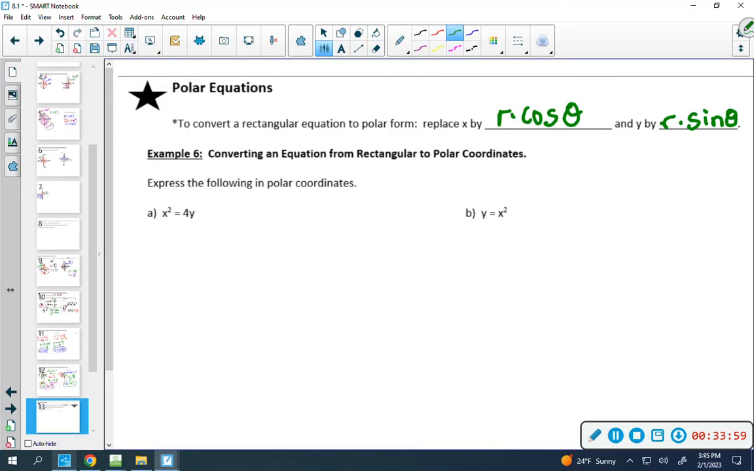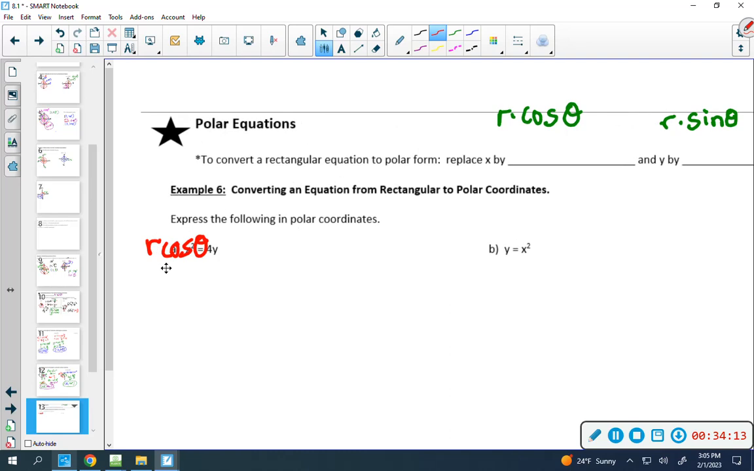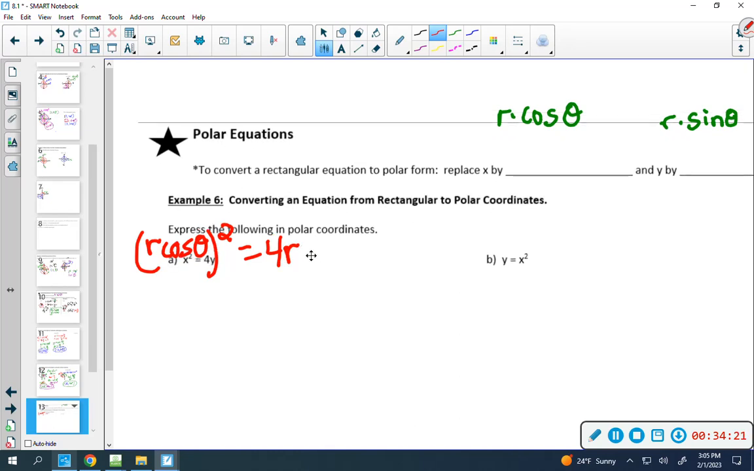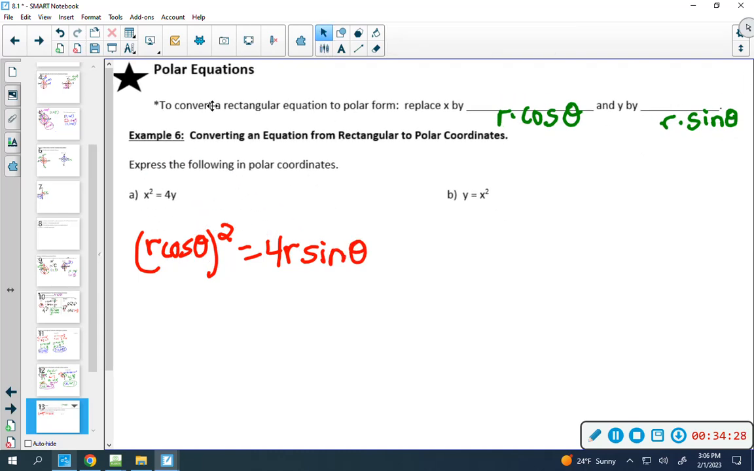Okay, so it says express the following in polar. So we want to get rid of x and y, and we want to end up with an r or a theta in there. So I'm going to just replace the x with r cos theta, but it's squared, and then plus 4, and then y was our r sine theta. I don't know why it keeps moving the problem, which I find very irritating. Okay, square it out. Let's see what we can make happen here.